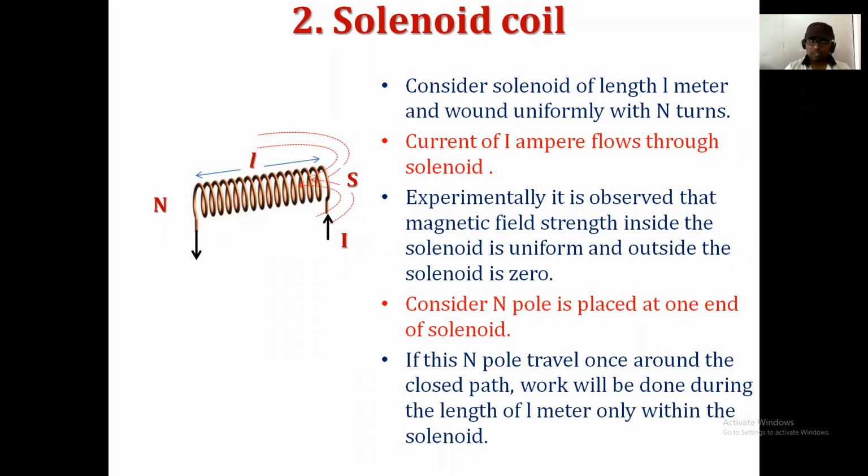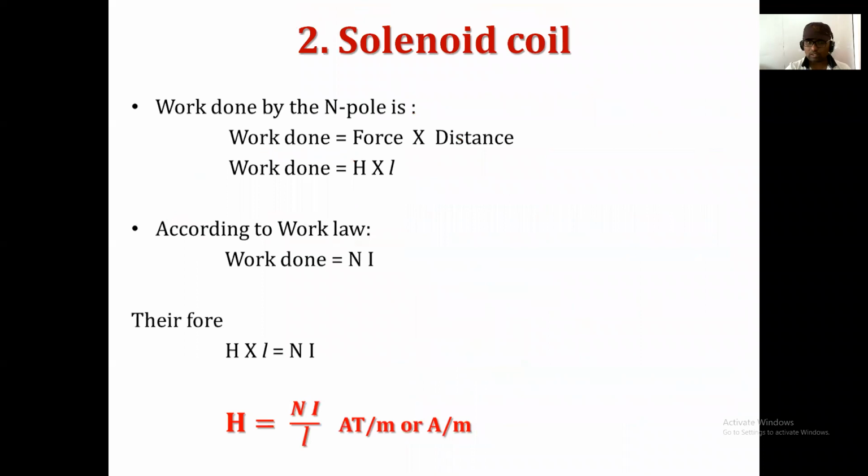It means that when we consider one circular path, the work is done only inside the solenoid coil, and the length inside the solenoid coil is L. So the effective distance for the work done is inside the solenoid coil, and that is nothing but L. That's why theoretically we can calculate that the work done is equal to H into L.